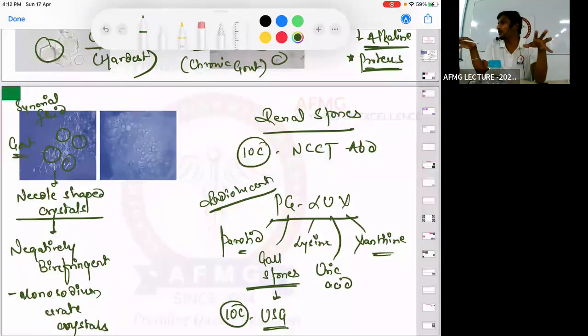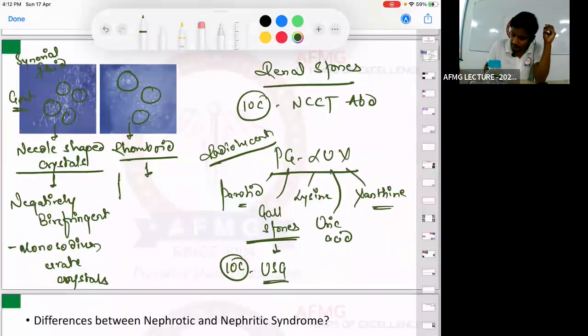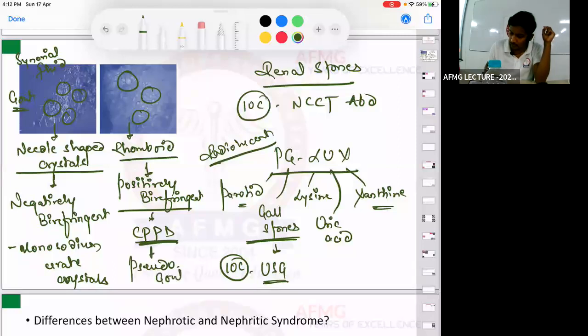Whereas if a patient again with joint inflammation comes to me, I perform a joint aspiration, and on synovial fluid examination, I see rhomboid shaped crystals. Are these positively or negatively birefringent? These are positively birefringent. And these are which type of crystals? These are calcium pyrophosphate crystals, and they are seen in cases of pseudo-gout.